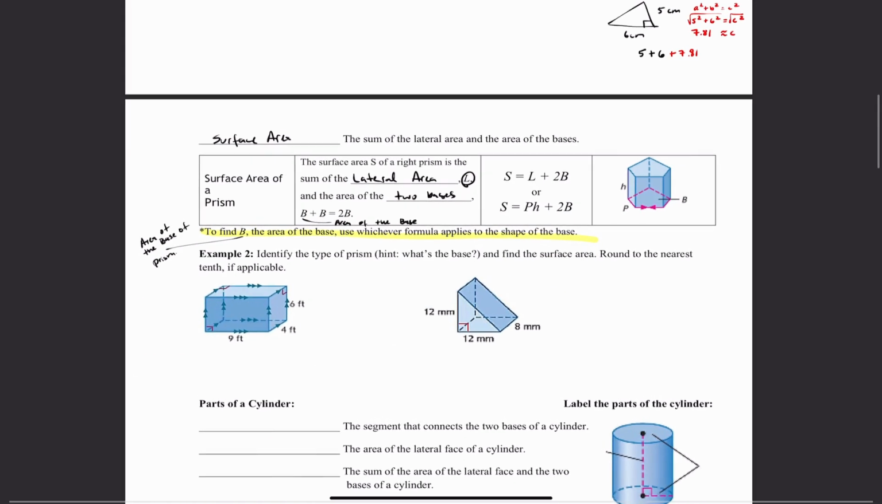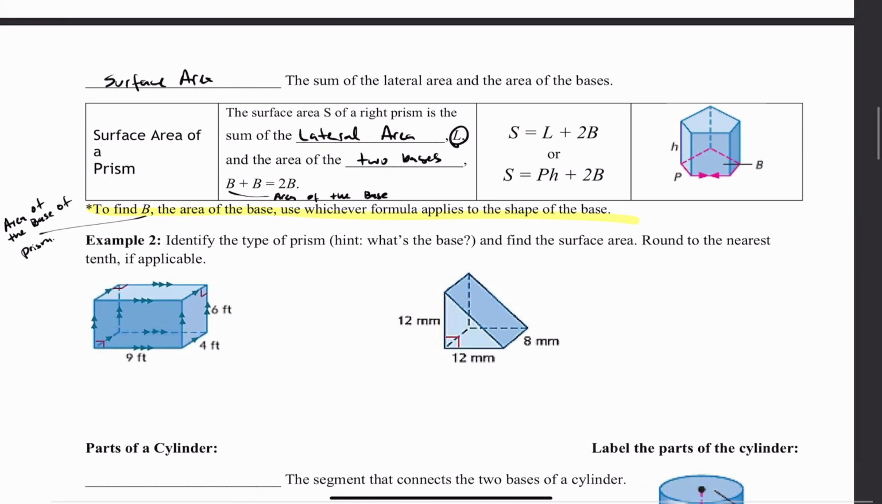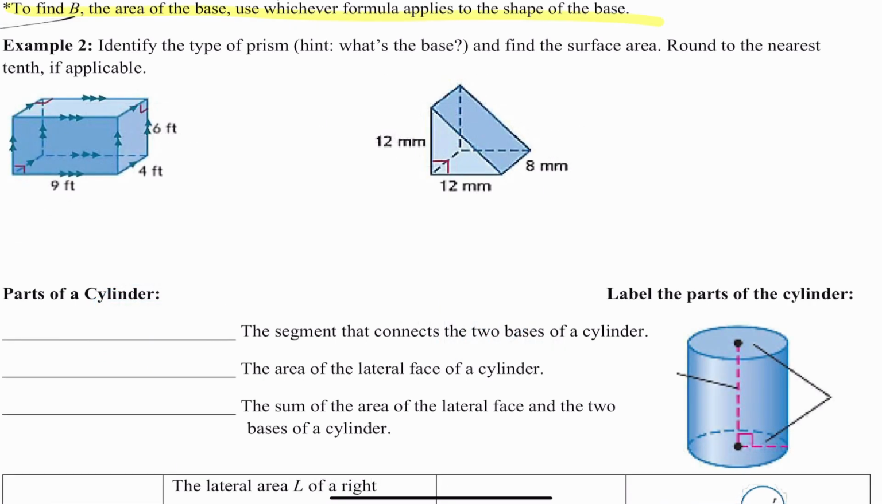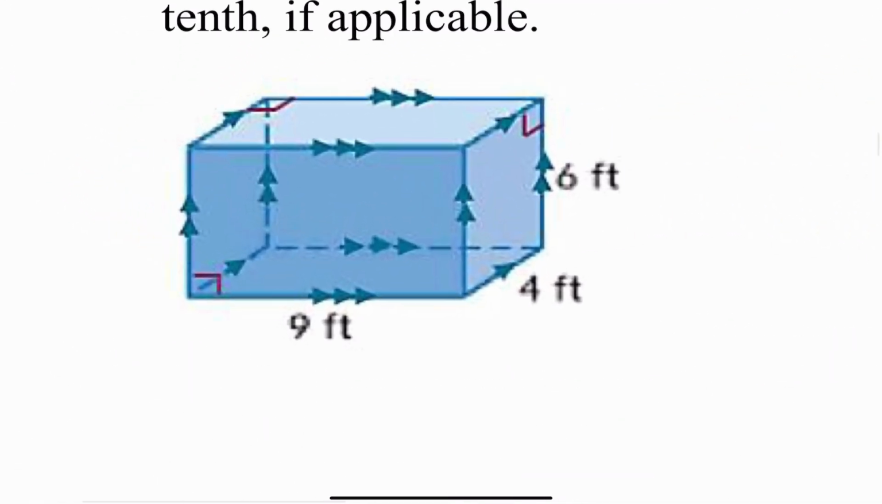Okay, so let's go ahead and take a look at example 2. Example 2 says to identify the type of prism, hint, what is the base, and then find the surface area, round to the nearest tenth if applicable. So I want to take a look at this shape, and it's a unique case because number one, we're trying to identify what figure this is.